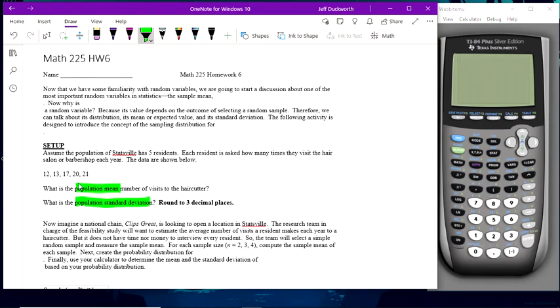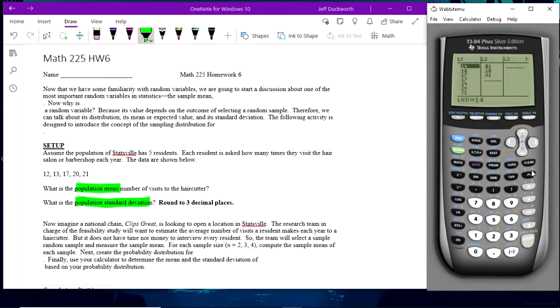So the population standard deviation and the population mean are what we're looking for. And these are all 5 residents, so the population is all 5 of them. So this is not data. We're going to be pulling data from that in the future. So we're going to go to our calculator, go to our lists, clear out a list, and enter these numbers. So 12, 13, 17, 20, and 21 should be all that's there.